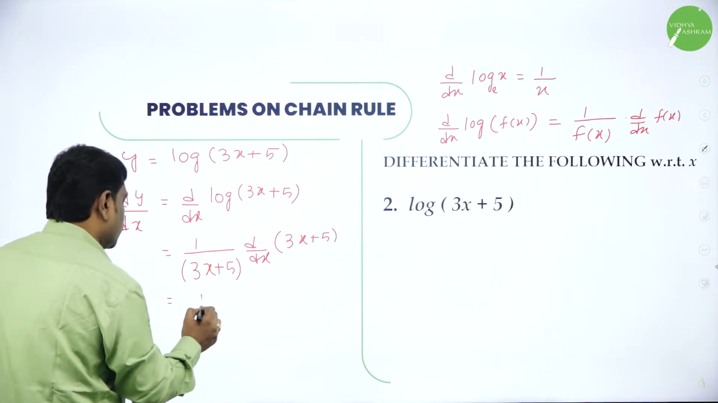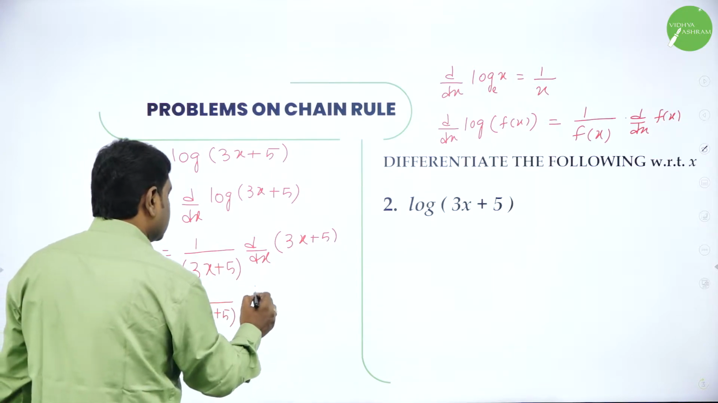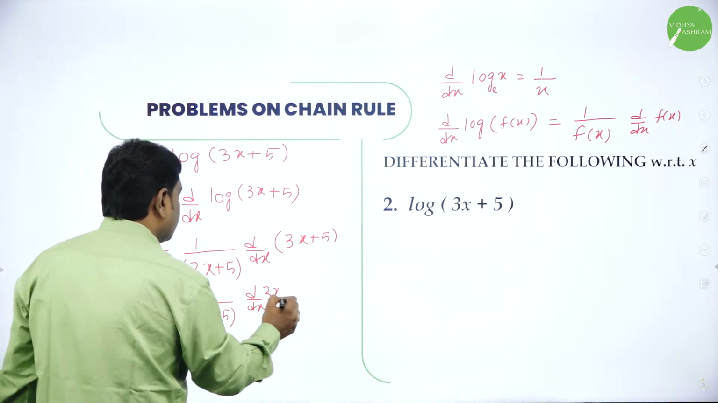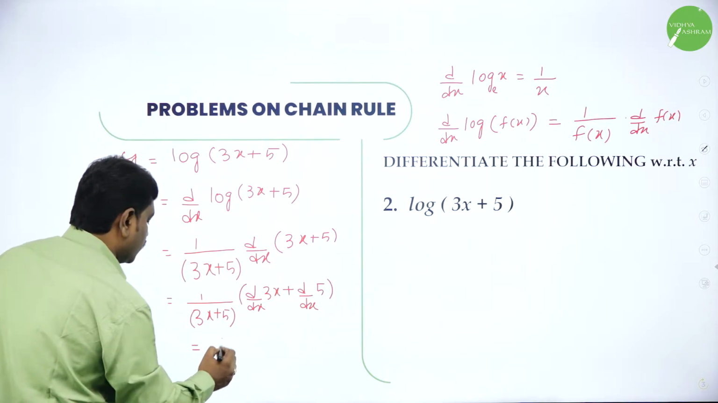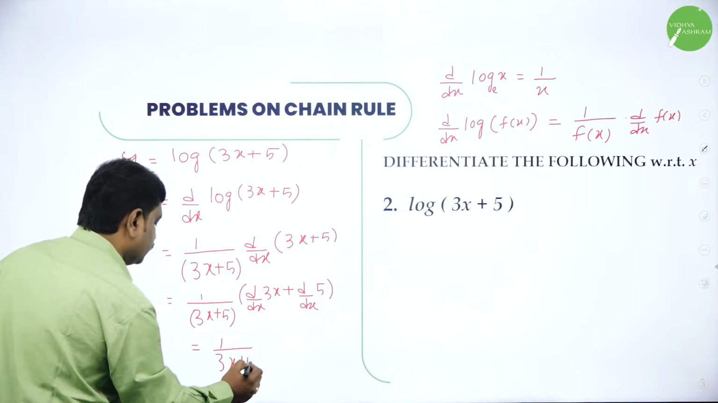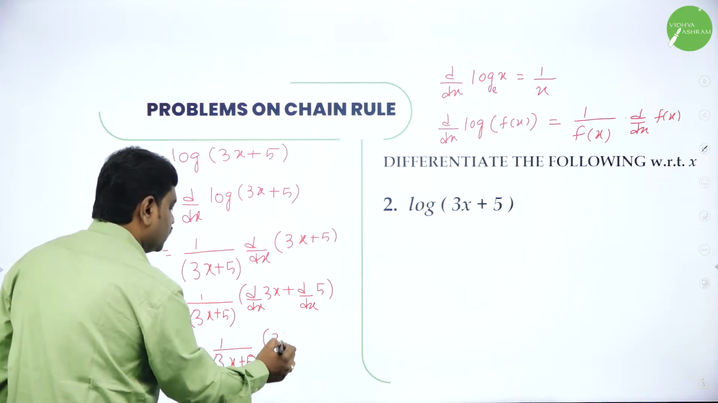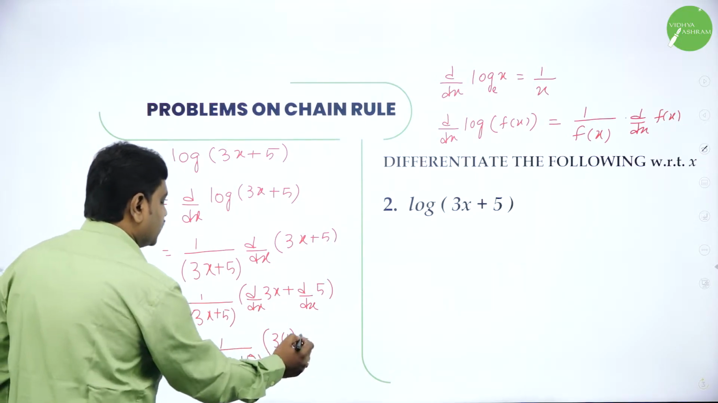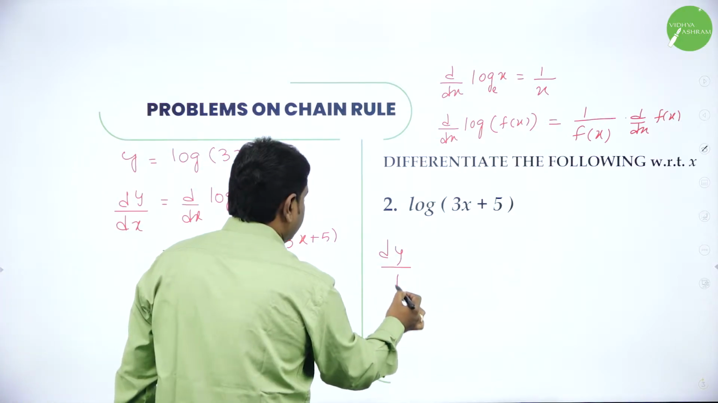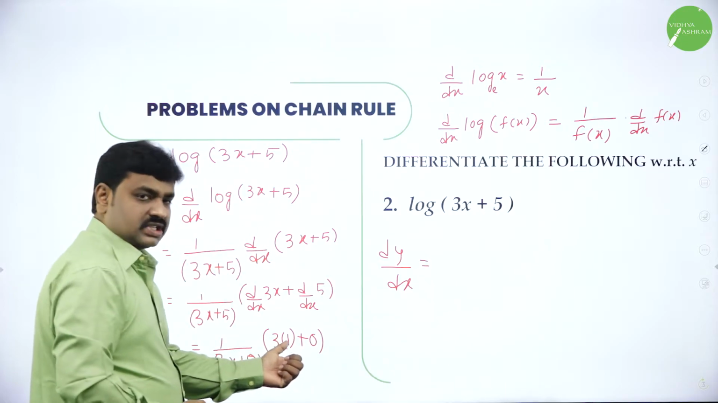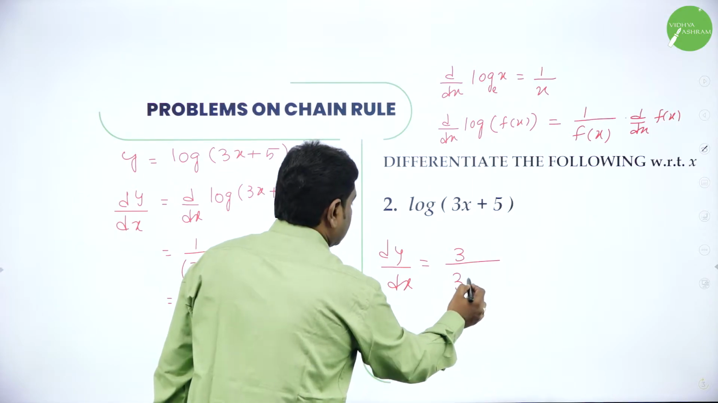So that is 1 by 3x plus 5 into d by dx of 3x plus d by dx of 5. So further, 1 by 3x plus 5 into, d by dx of 3x means 3 is constant, take it out, d by dx of x is 1, plus the derivative of 5 is 0. So the final answer dy by dx after simplification is 3 into 1 is 3, plus 0 is 3, divided by, the numerator becomes 3, the denominator is 3x plus 5.